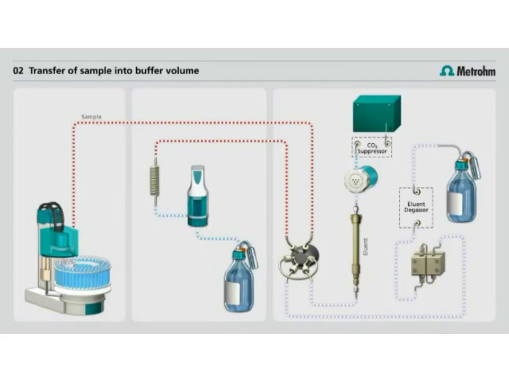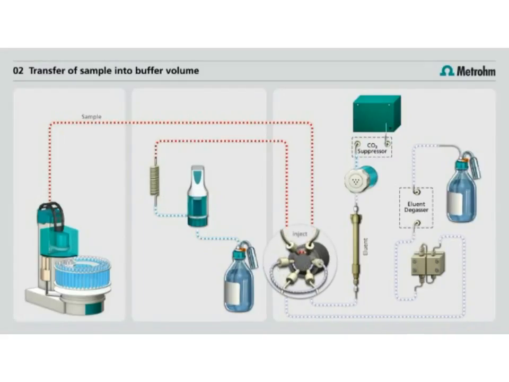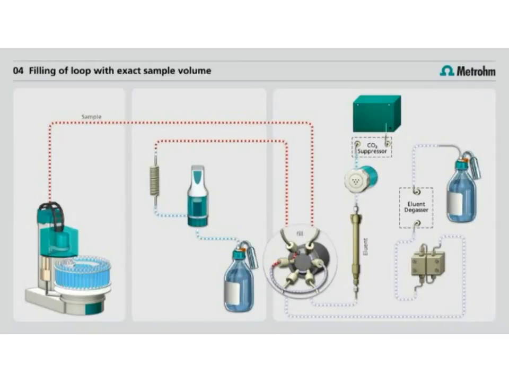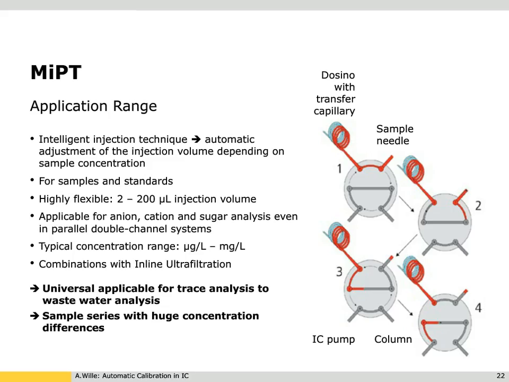You see now the injection valve is going to the fill position, and the 800 Dosino transfers exactly the volume which you would like to inject in your system to the sample loop. And after injecting, this amount of sample is transferred to the column and later on to the detector so that you can measure. The application range for this intelligent partial loop injection technique, it's also clear, you can use it for samples as well as for standards.